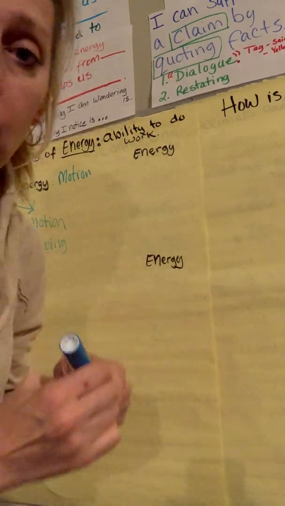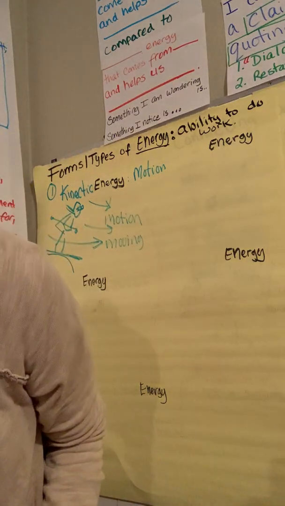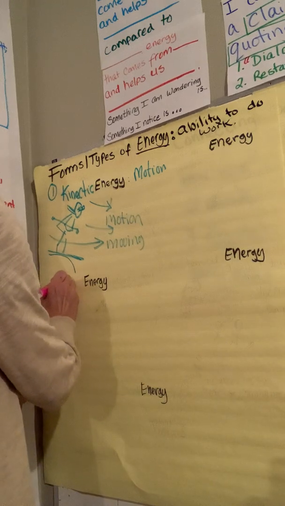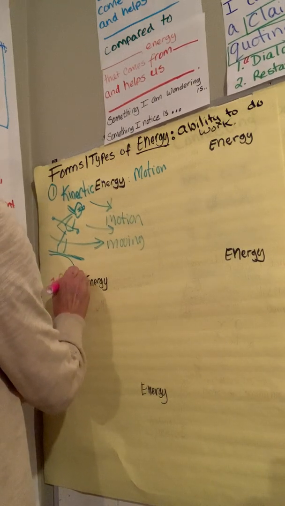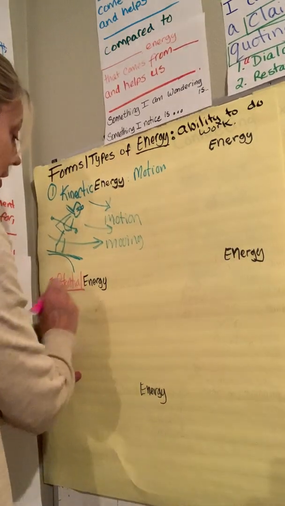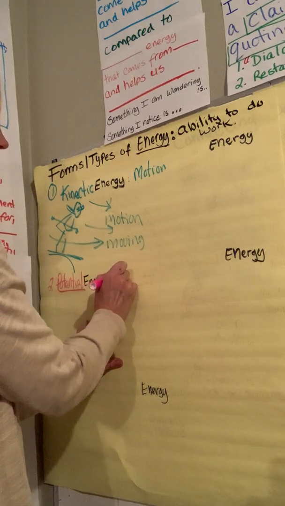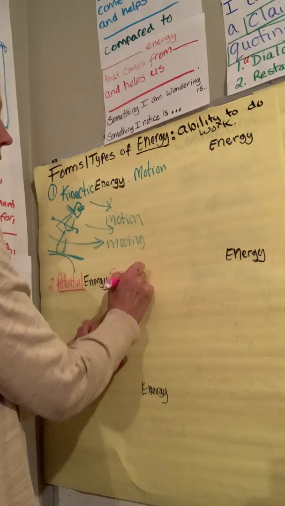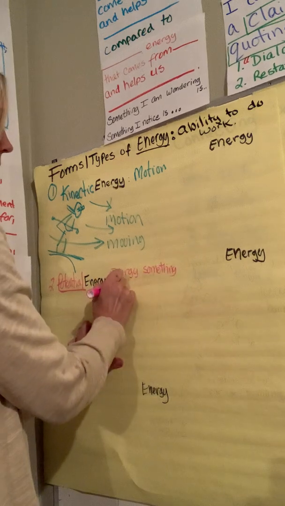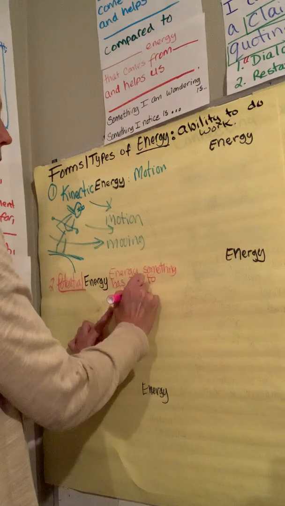The other form of energy I want to tell you about real quickly, that's very close to kinetic energy, is called potential energy. Say with me, potential. Potential. Read with me, potential. Potential energy is the energy something has due to its position. I'm going to write that. Energy something has due to its position.